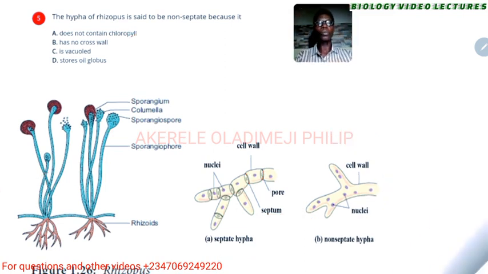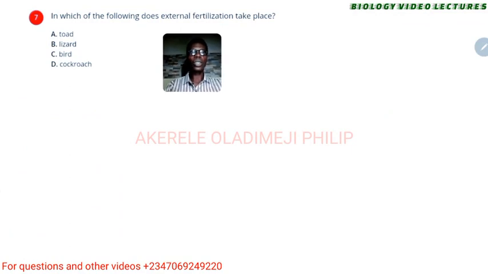That is helpful. Then here it says, in which of the following does external fertilization occur? What does that mean? It means that the eggs are released from the female and the sperm is poured on them outside the female's body. So if you look through that, toads do not carry out internal fertilization. Lizards carry out internal, birds carry out internal, even cockroaches do. So the answer is toad. They carry out external fertilization.